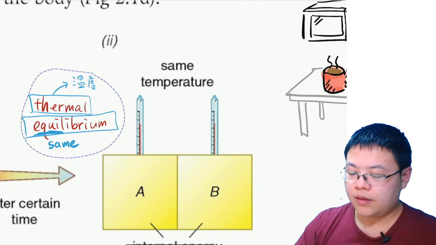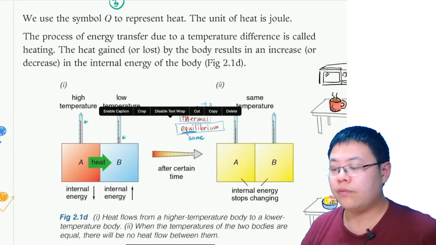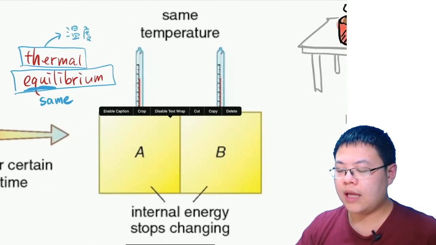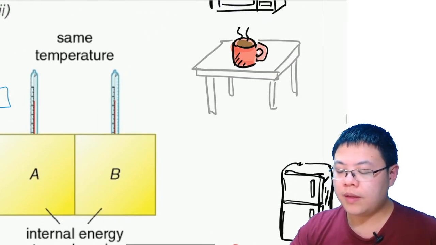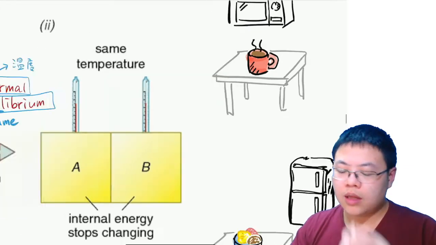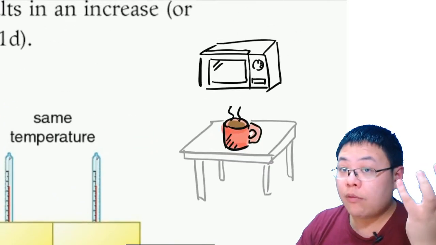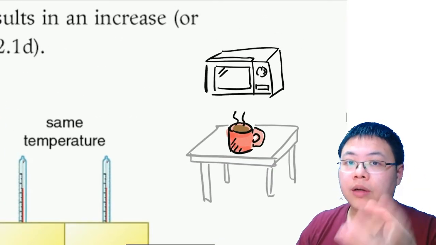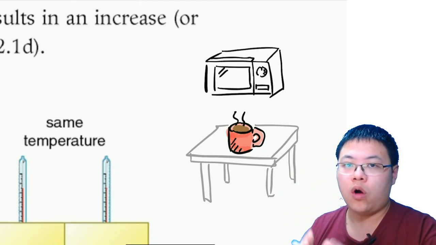Okay. So heat will continue to flow until it reaches the same temperature. At this stage, we call it thermal equilibrium. But before this same temperature status is reached, there is always heat flow. And the direction of the heat flow is important as well. Always from hot to cold.